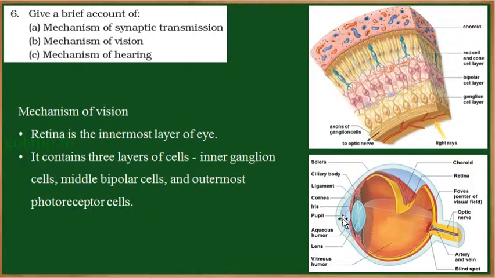Moving to the next one, the mechanism of vision. Let us see how the mechanism of vision takes place. Now we have learned about the structure of the eye. The eye has three layers: the sclera, choroid and the retina. The retina, the innermost layer, has three regions: the ganglion region, that is the layer of multipolar neurons, then bipolar neurons, and then the innermost side, that is the photoreceptors. So ganglion, bipolar and photoreceptors.